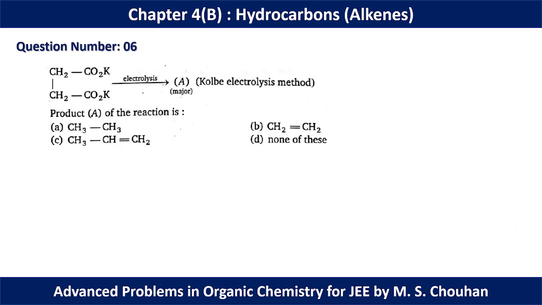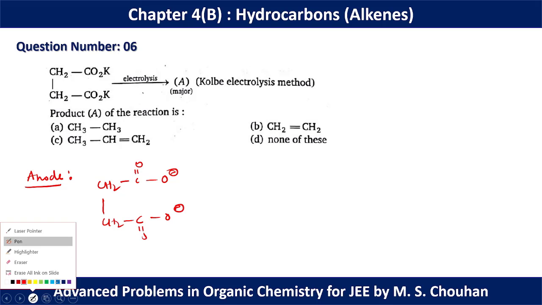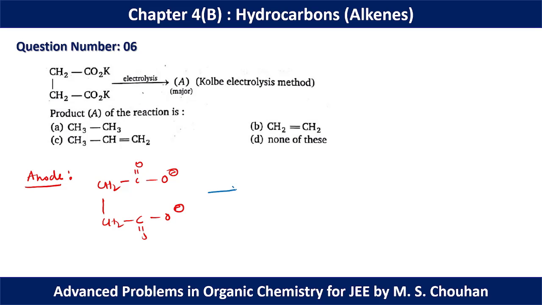In question number 6, this is a case of an electrolysis process. So at the anode, basically we have CH2 CO minus and CH2 CO minus, and as we know, at the anode we have an oxidation process, that is, elimination of electrons. So we can have this kind of situation at the anode.